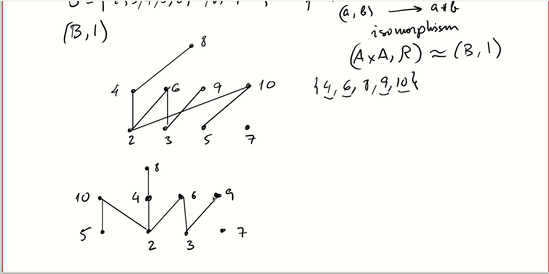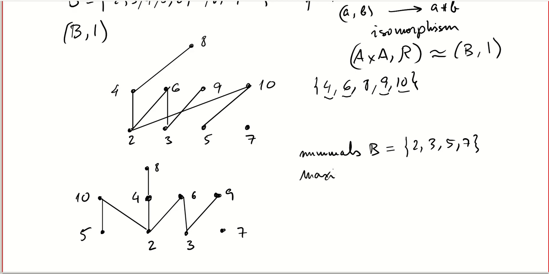Okay, we need to describe the minimals of this set, and these are, well, of course, the bottom layer, right? These are the minimals, because all the other elements are larger than some other element in the set, right? So the minimals are 2, 3, 5, and 7, okay?